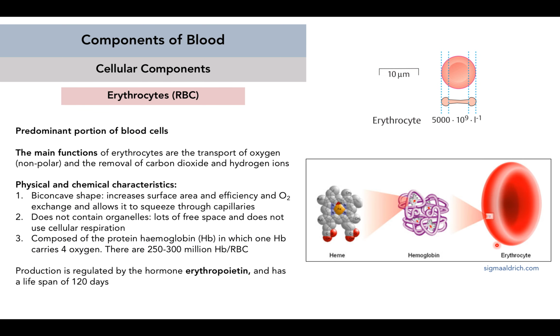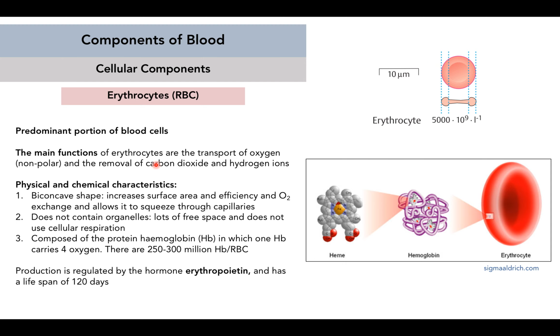So let's talk about the cells one by one. We probably won't talk too much about the white blood cells because we'll have a special lecture on immunology just for that. But we'll focus on erythrocytes and their function, as well as thrombocytes and their function. So let's start with erythrocytes. This is a picture of an erythrocyte, or a red blood cell. And this is the predominant portion of blood cells. A major percentage of the blood cells in our body is actually erythrocytes.